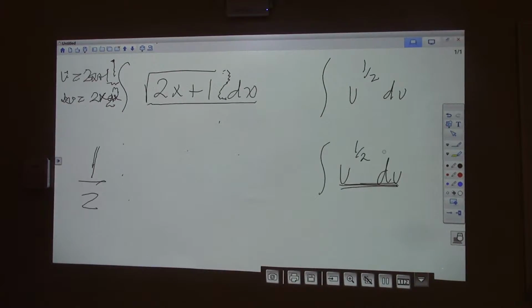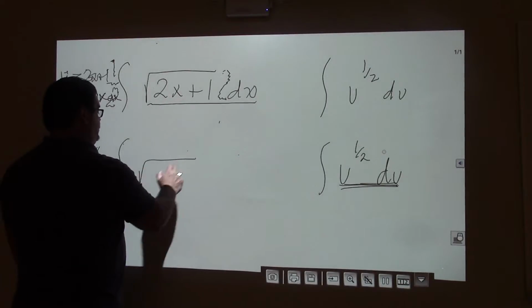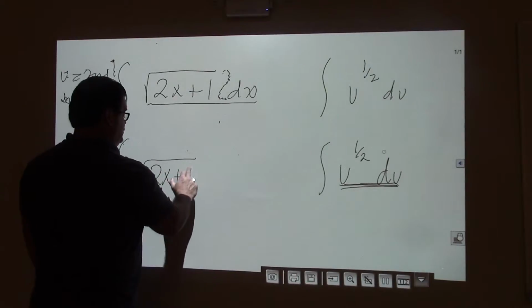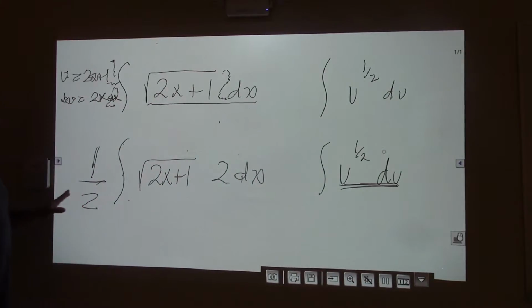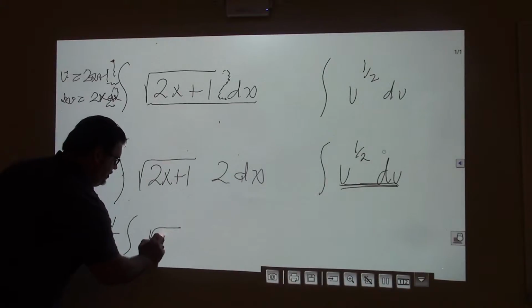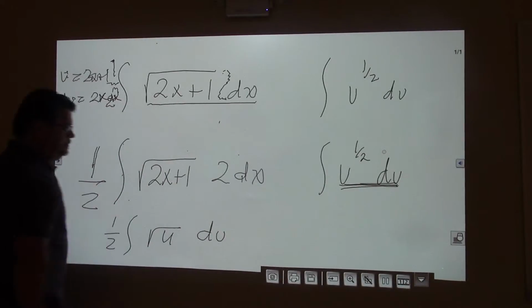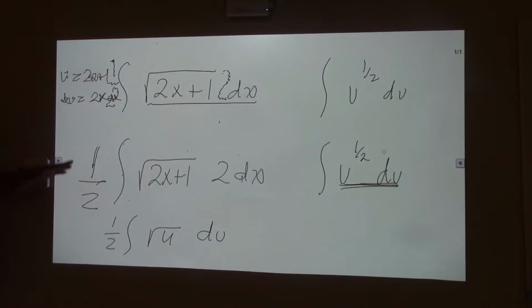All right. So 1/2 antiderivative of the square root of 2x plus 1, 2 dx. Now, when I do that, what do I have? Basically, I have 1/2 the antiderivative of the square root of u du. Tell me if I don't have that. Do I have that? I thought it was 2 du. Oh no, du is 2 dx. Okay, never mind. Yeah, ain't that what I got?